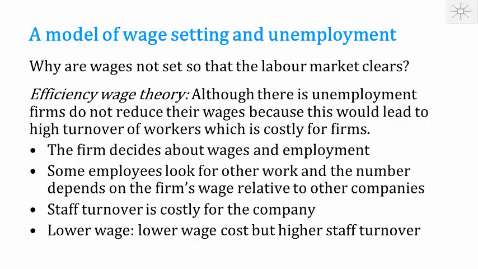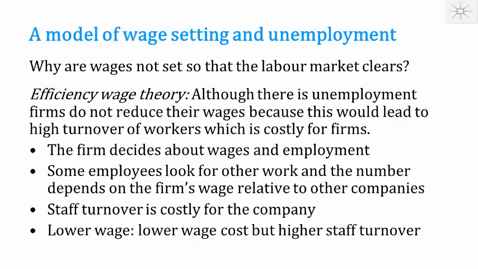So let us now consider one model of wage setting and unemployment. This is a model that focuses on wage setting and on the question, why are wages not set so that the labor market clears? And the baseline model that we will use here is a version of the so-called efficiency wage theory. The idea in that theory is that firms set wages, but although there is unemployment, they don't want to reduce their wages for some reason.